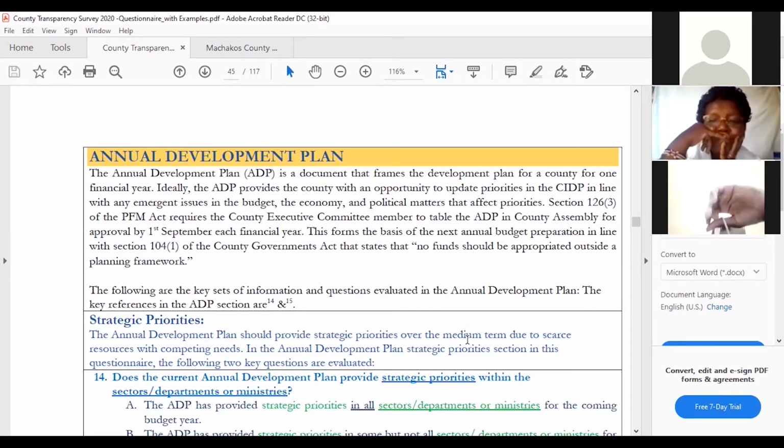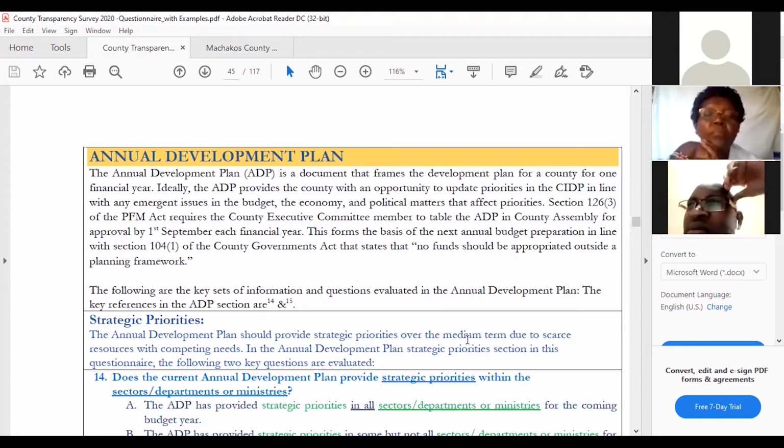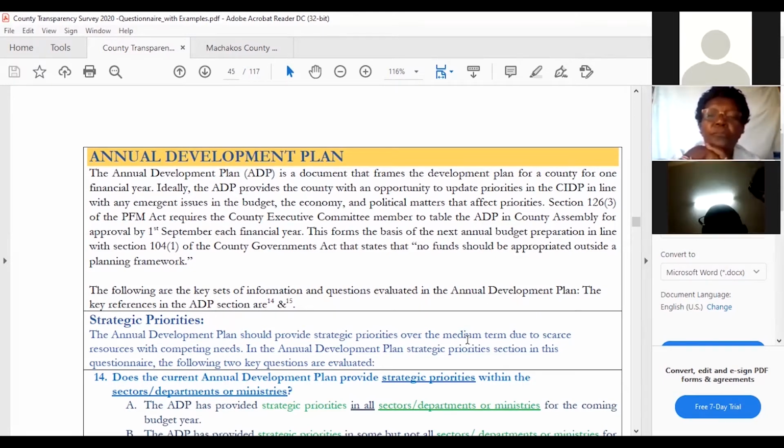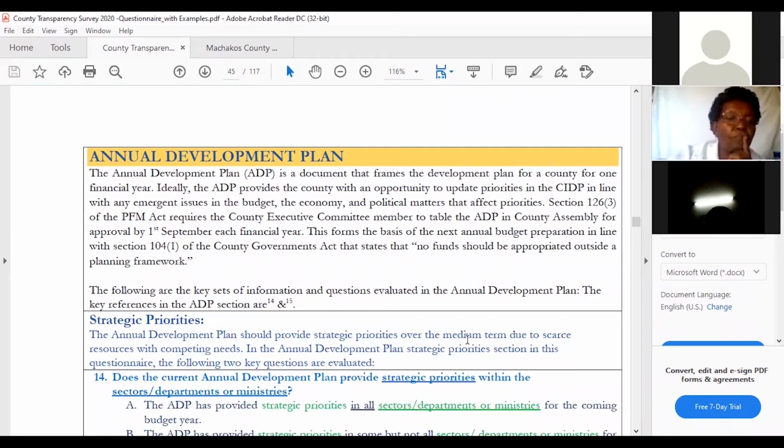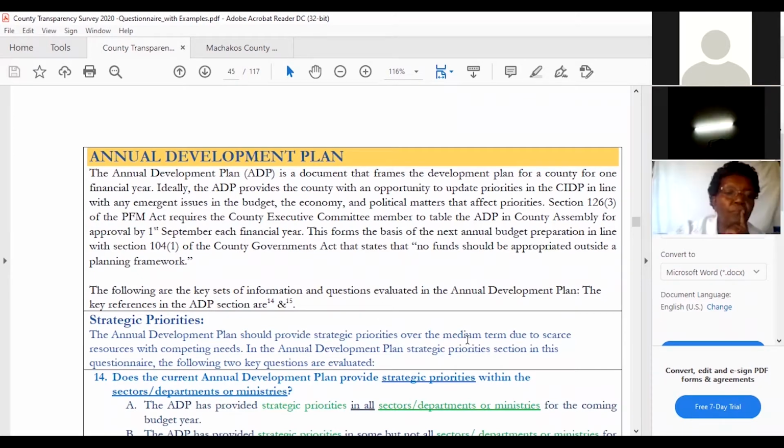All right. So I'd like to share with you that an annual development plan is a document that frames the development plan for a county for one financial year, just as both of you had stated. The ADP provides the county with an opportunity to update priorities in the CIDP in line with any emergent issues in the budget, the economy, and political matters that affect priorities.